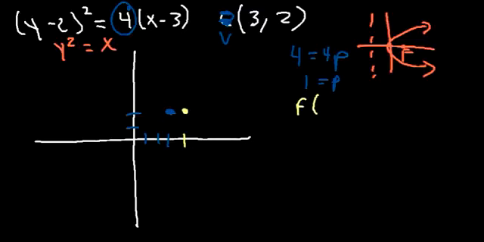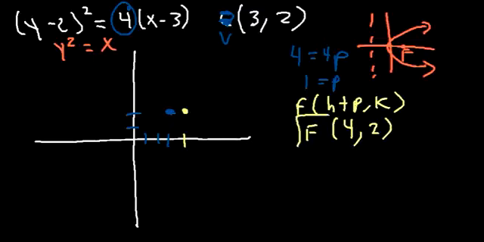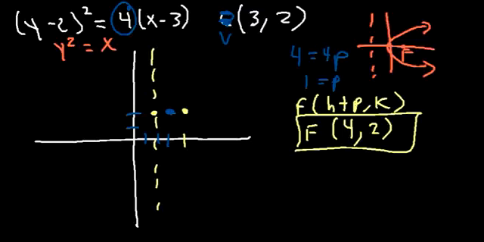So the focus is basically h plus p comma k, or 3 plus 1, which is 4, and k is 2. So that's the coordinates of the focus. For the directrix, we need to go 1 unit backwards, and then we can draw a vertical line. So the directrix is that x is equal to positive 2.